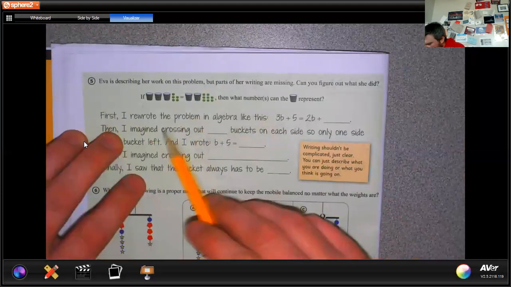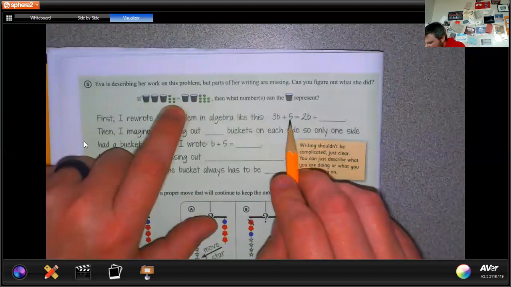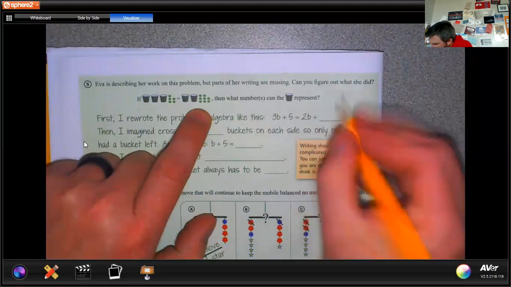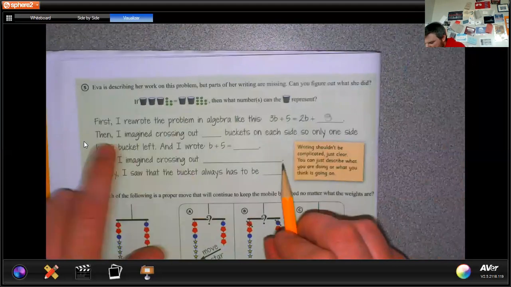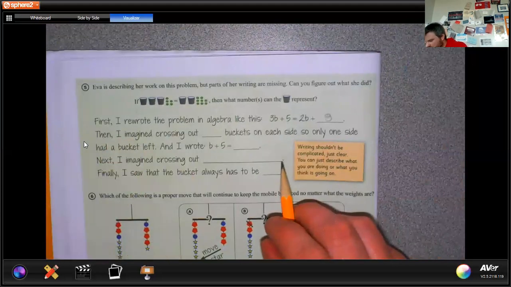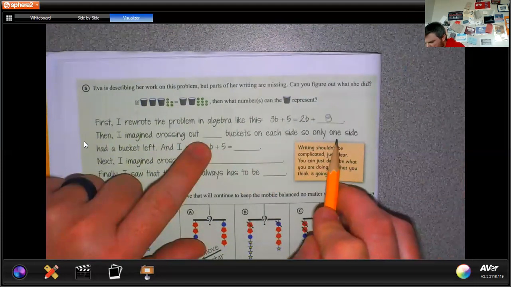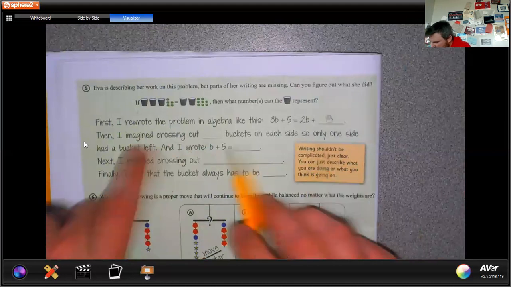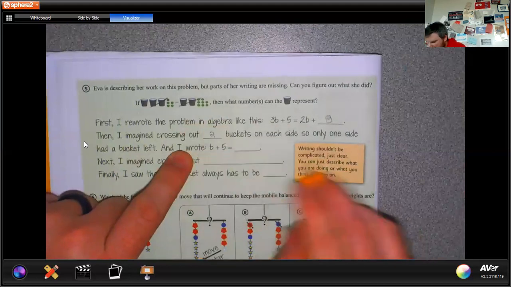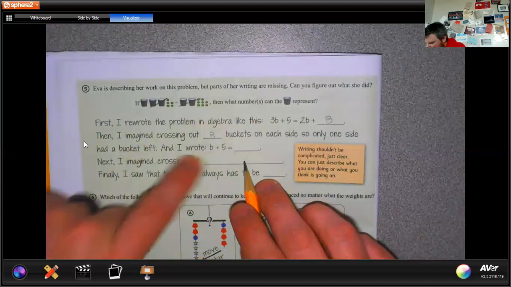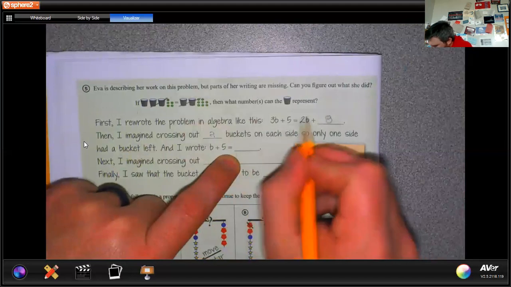First, I wrote the problem in algebra like this. She's got 3 buckets plus 5 marbles equals 2 buckets plus 8 marbles. Okay, she's just rewriting it in algebra. Then I imagine crossing out blank buckets on each side, and only one side had a bucket left. So it looks like we need to cross out 2 buckets. She crossed out 2 buckets, and I wrote bucket plus 5 equals, now these 2 buckets went away, so she only has 8.